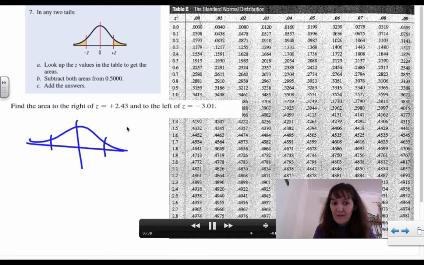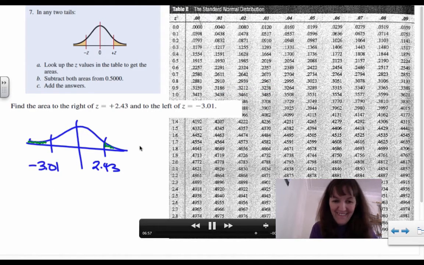So I draw my picture first to make sure this is really what I'm looking for. To the right of 2.43, and I color that, and to the left of negative 3.01, color that. Maybe I took too long to color that. There we go. So I colored these. These are the two that I'm looking for. They are two tails, so I have to find both values. 2.43 first. It's 0.4925. And 3.01 is down here underneath my thing.